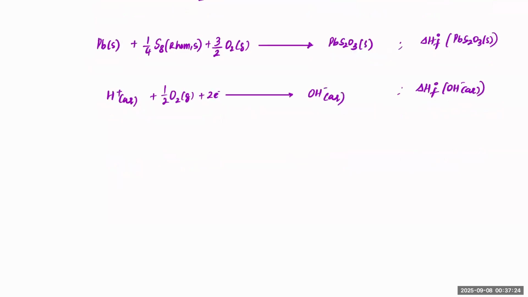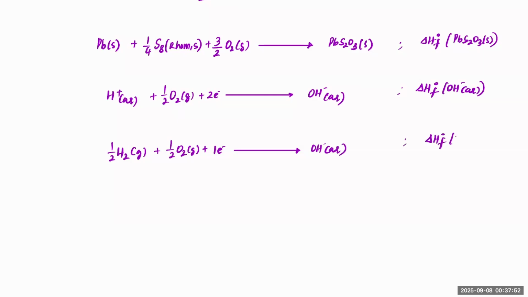The other way is you can directly take H2 gas plus half of O2 gas plus one electron, which will give you OH minus aqueous. Okay, this is a theoretical way of writing.